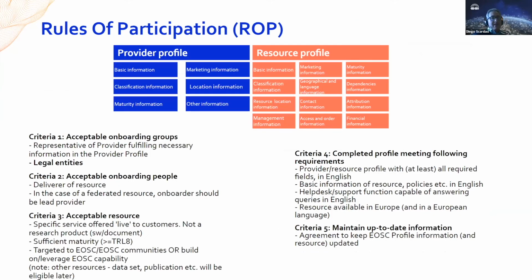To conclude my presentation, I'd like to give you some basic information about the rules of participation. The rules of participation are the rules that each provider should satisfy to publish its services and research products in EOSC. They are very high-level rules, and they are split into 5 basic criteria. The first criterion is about the acceptable onboarding groups, the groups of providers that can publish their services and resources in EOSC.